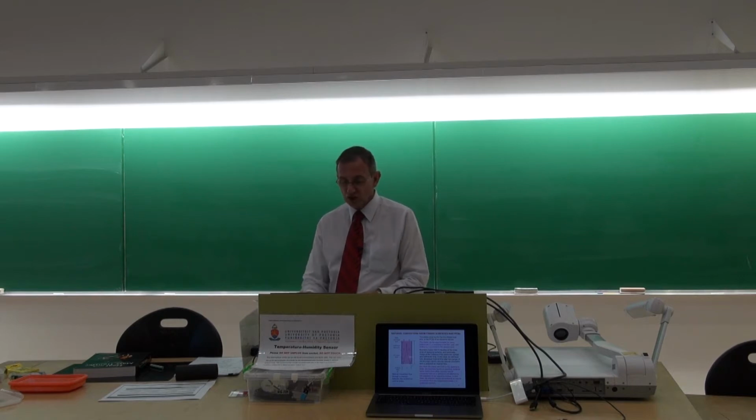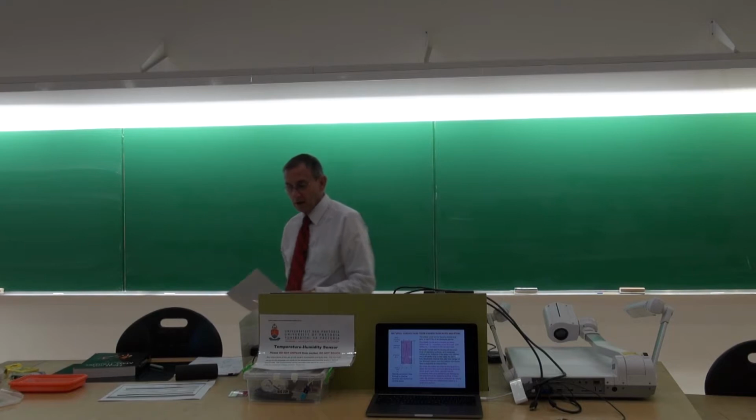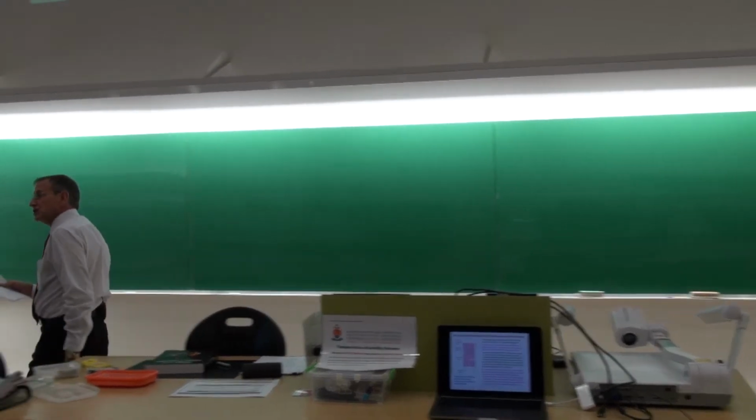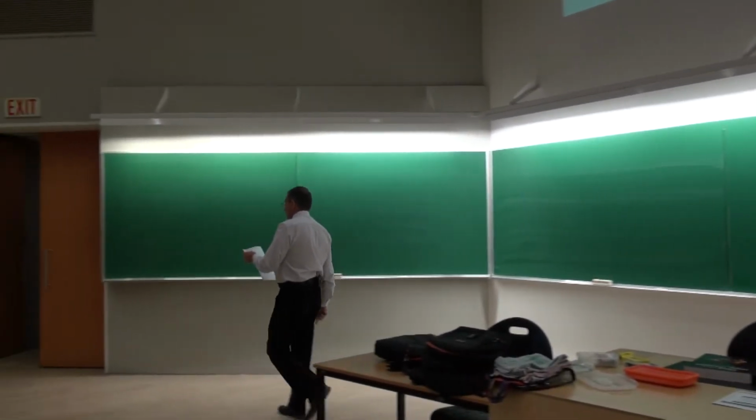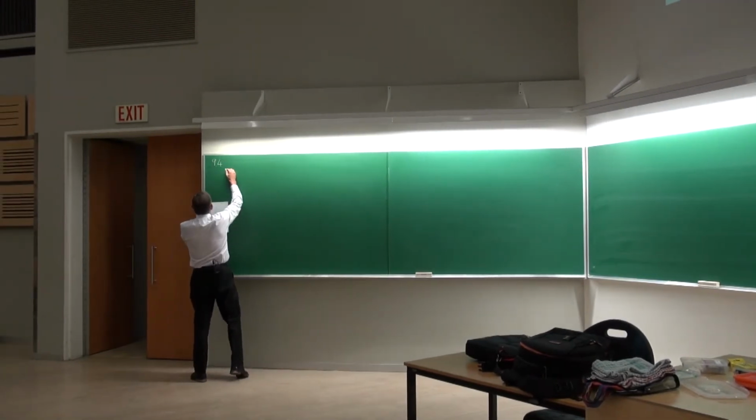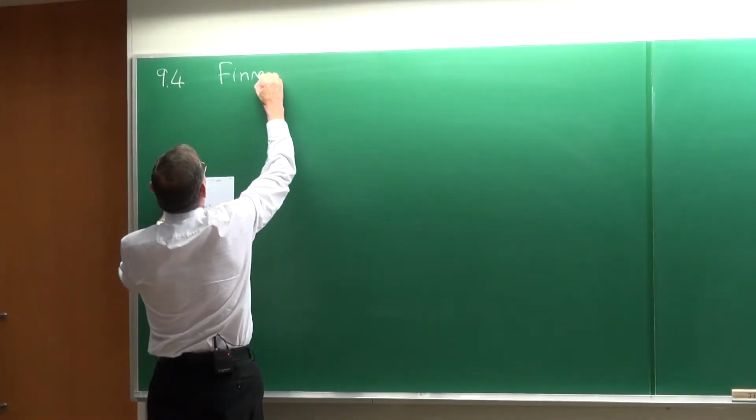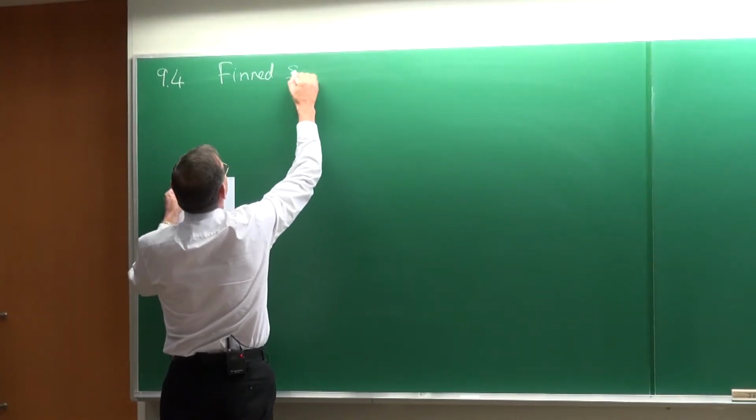Ladies and gentlemen, let's continue with chapter 9 on natural convection. We are making use of the textbook of Cengel and Ghajar. We've done a few sections of it, and I would like to look now at section 9.4, which is specifically looking at natural convection of thin surfaces.